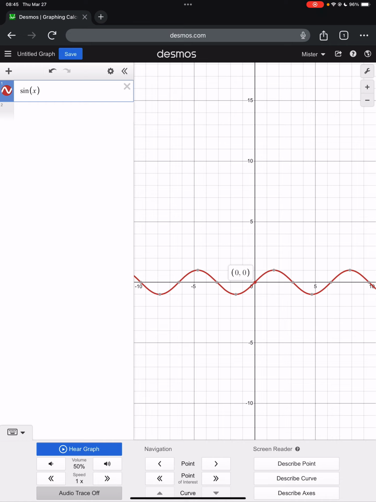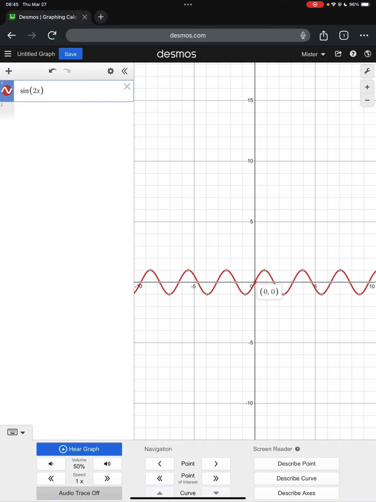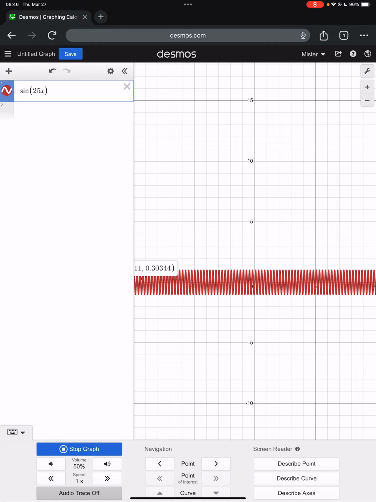So that sine wave is going very slow. Now if I do sine 2x, you can see it's going quicker, right? The peaks are closer together. Now if I do sine 25x, the peaks are much closer. And now I can hear it's producing a proper pitch now.